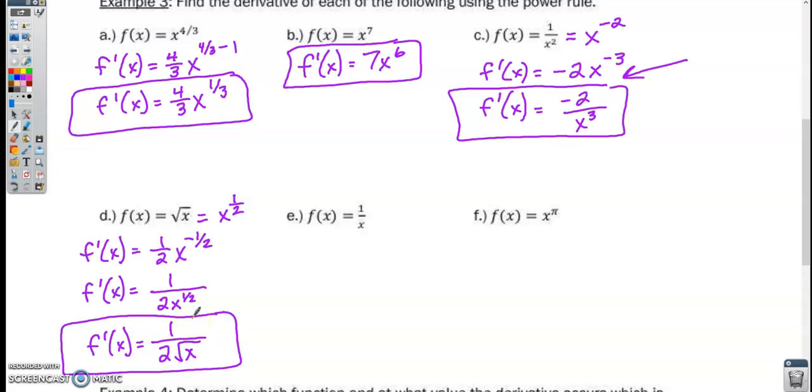I've seen this so many times in my life teaching calculus that I just jump directly from square root of x to 1 over 2 square root of x without even any thought anymore. It's just one of those things that has been bashed into my brain.